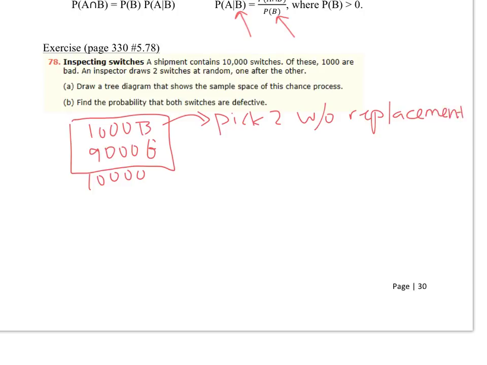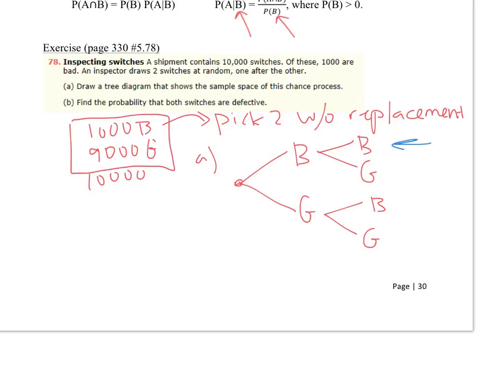And if I do this, I want to demonstrate with a tree diagram what could possibly happen in this chance process. Well, of course, I could pick on the first selection either a bad one or a good one. On the second selection, I could follow up with a bad one or a good one. Now that's the tree diagram. If I want to find the probability that both switches are defective, that means 2 bad ones, so we would be looking for this. So I'm only going to fill in these branches.